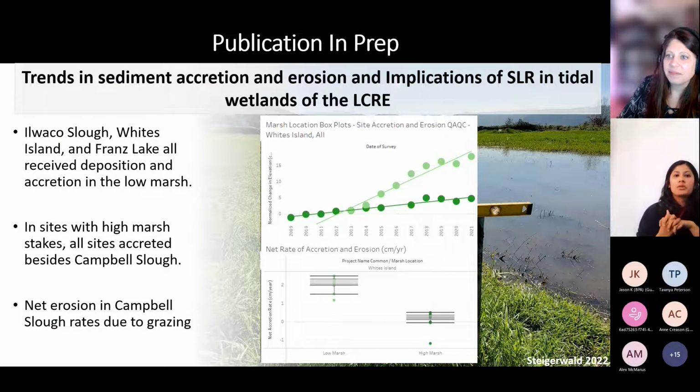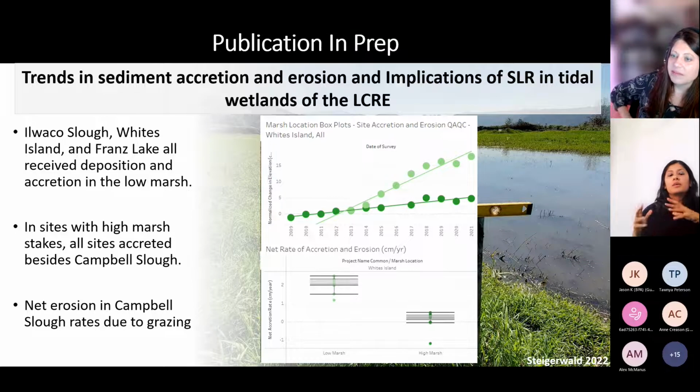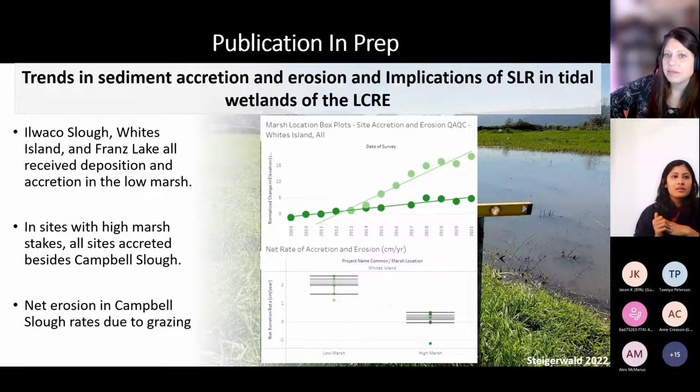The next publication that we are planning to work on is related to sediment dynamics across our reference and restoration sites. We have data from 2008 that we collected across the EMP and other AMER sites, and we plan on talking about what trends we've seen. One of the big things that we've seen is that the marsh elevation can influence some of the accretion and erosion dynamics. Predominantly, the lower marsh accretes a lot more than the high marsh.